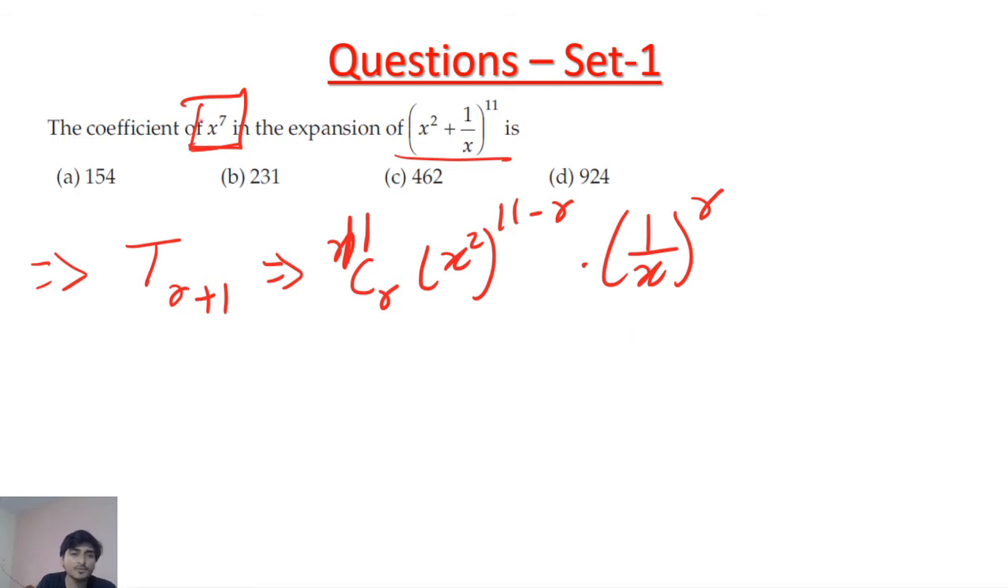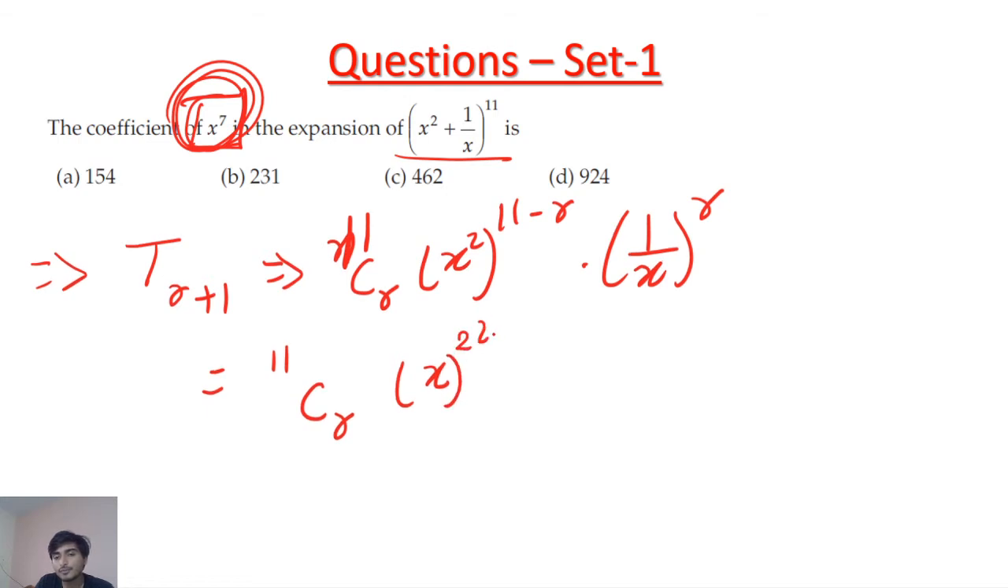Now we know that the term should be x to power 7, right? So I can directly write it as 11Cr, then x square to power 11 minus r. So 2 into 11, 22, minus 2r, divided by x to power r. Can I write like this?